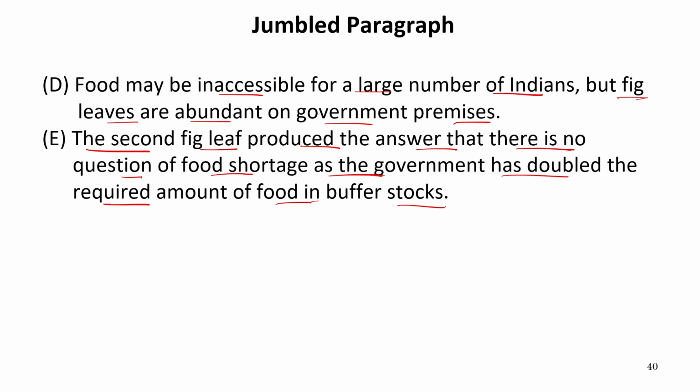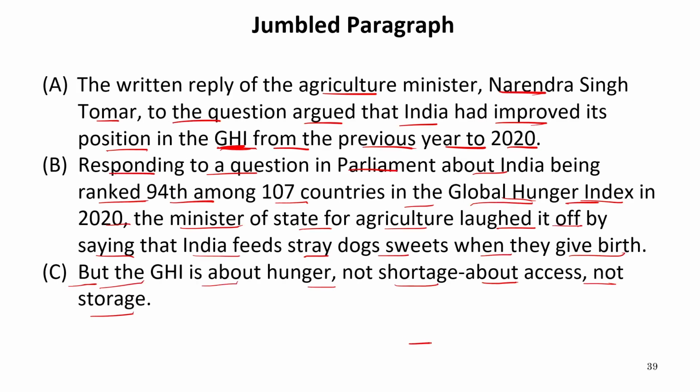Now, let us look for the first sentence. So, we have a total of 5 sentences: 1, 2, 3, 4, 5. Now, let us see which should be the first sentence after rearrangement. If we see the first sentence, the written reply of the Agriculture Minister, it means there is some question before it. So, this cannot be the first sentence. And of course, in B sentence, we have already said that it is responding to a question in Parliament. It means this should be the prior sentence of A, or prior to A.